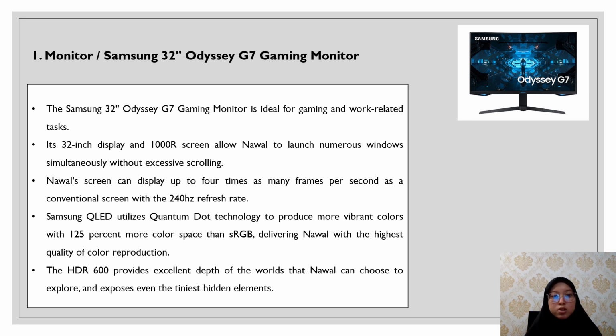Its 32-inch display and 1000R curvature screen allow Nawal to launch numerous windows simultaneously without excessive scrolling. Nawal's screen can display up to 4 times as many frames per second as a conventional screen with the 240 Hz refresh rate. By using Samsung QLED, it can utilize quantum dots technology to produce more vibrant colors with 125% more color space than sRGB. This could deliver Nawal the highest quality of color reproduction.